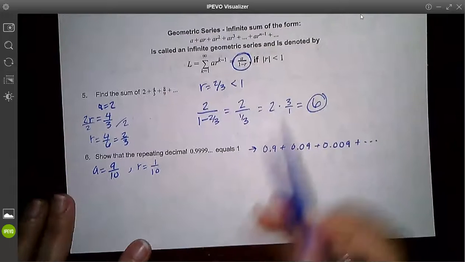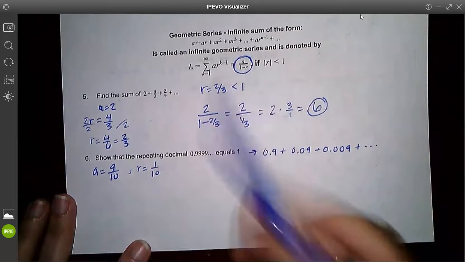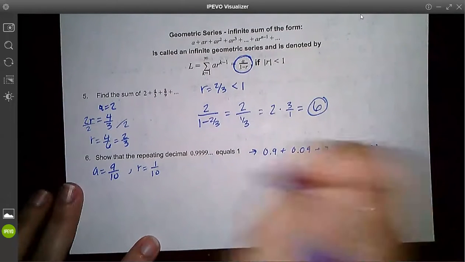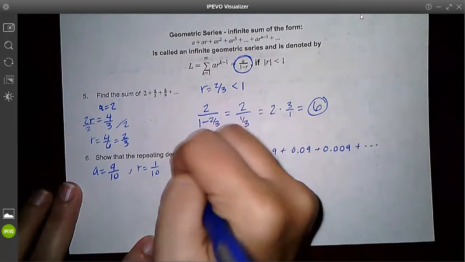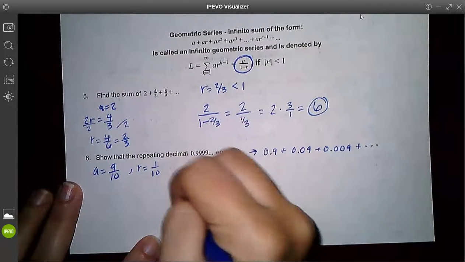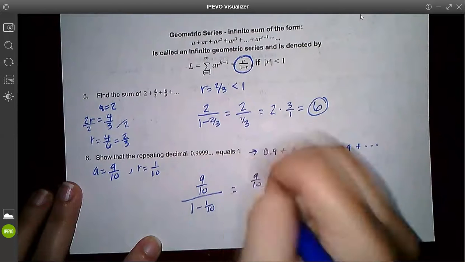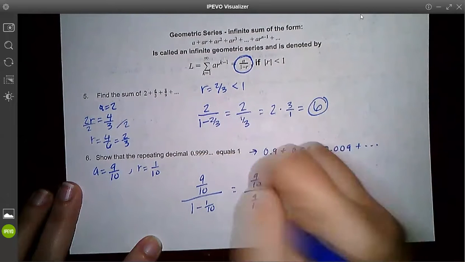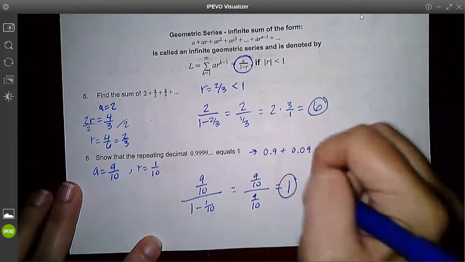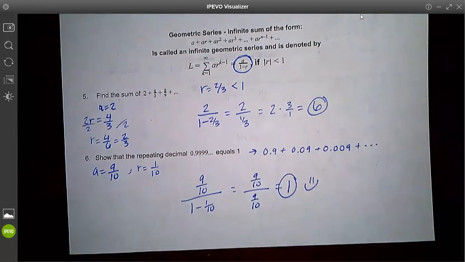So now I can plug this into my formula here. My first term is 9/10. Dividing that by 1 minus 1/10, which is 9/10 divided by 9/10. Anything divided by itself is 1, and I just think that's really cool. If you really go on forever, then 0.9 repeating is actually 1.